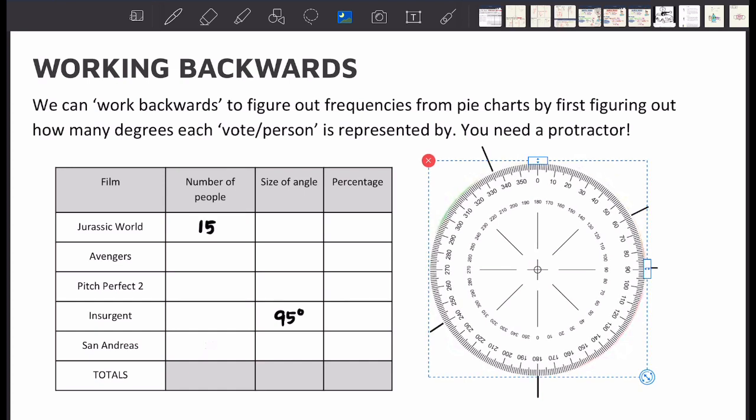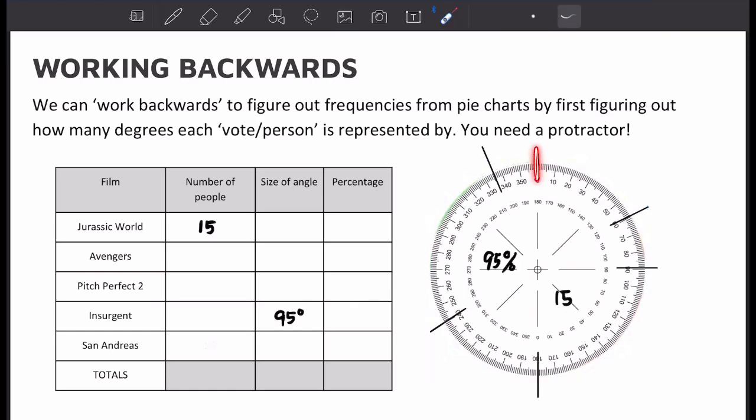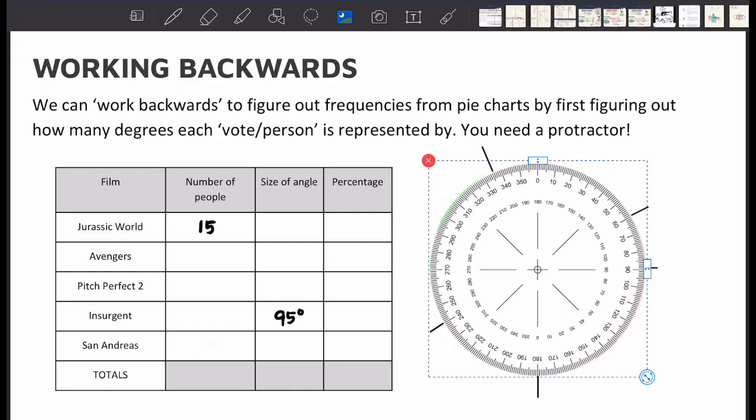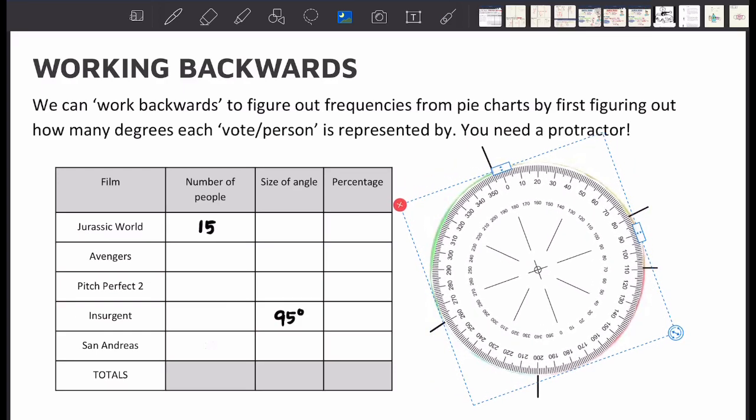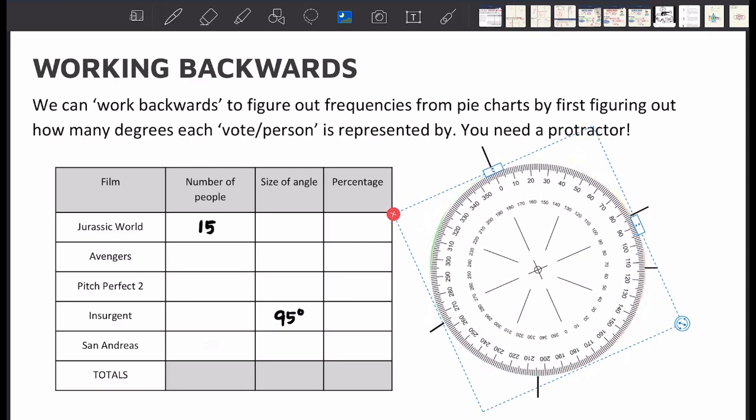Another thing I'm going to do, I'm going to rotate it so that the 0 over here corresponds to this line over here. So it's easier to count. Tap on the picture again, tap on your protractor and rotate. There you go. I'm just going to move it a little bit. That's it.